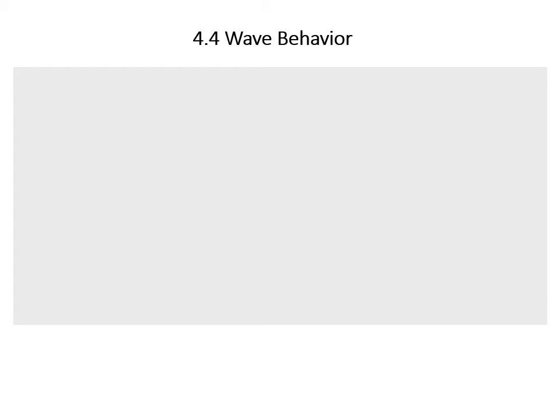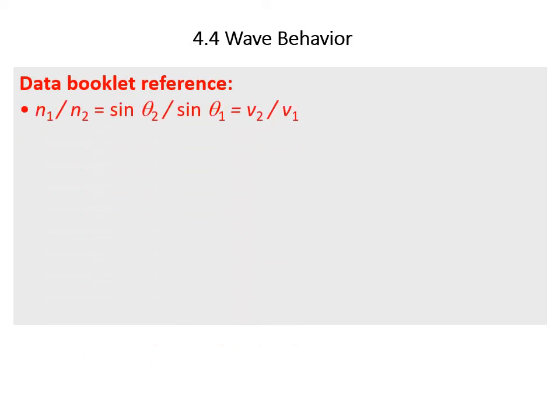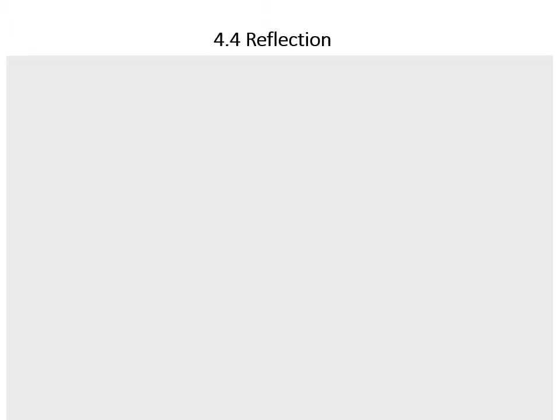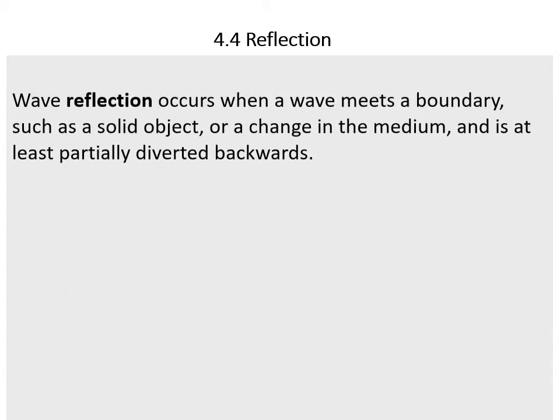Topic 4.4, wave behavior. In this video, we're only covering Snell's law, and so here's the equation. For Snell's law, refractive index of medium 1 divided by the refractive index of medium 2 equals sine theta 2, that is the refracted angle, over sine theta 1, the incident angle. Those angles are with respect to the normal. That's equal to v2, the velocity of the wave in the secondary medium, divided by the initial velocity of the wave. Reflection is the first wave characteristic that we discuss.